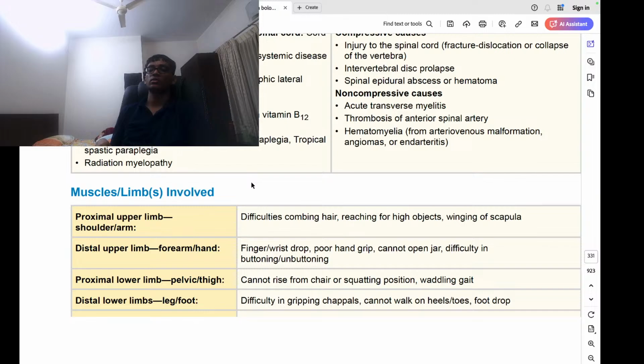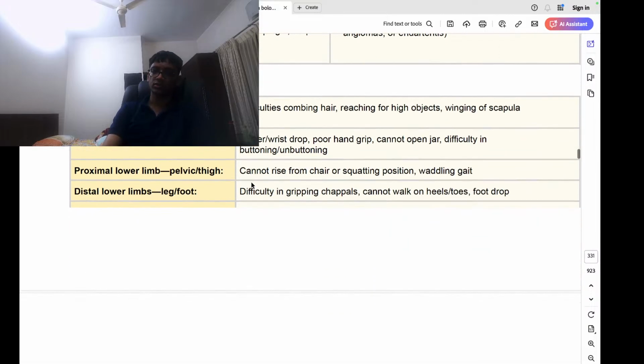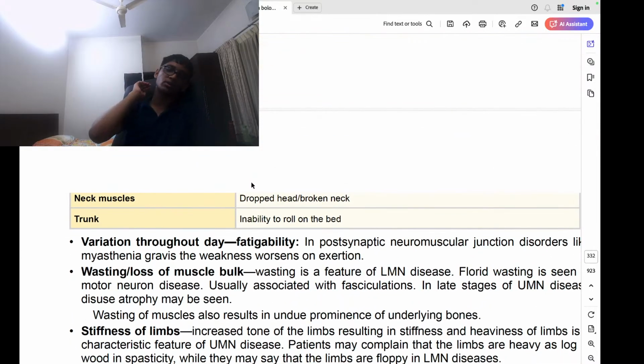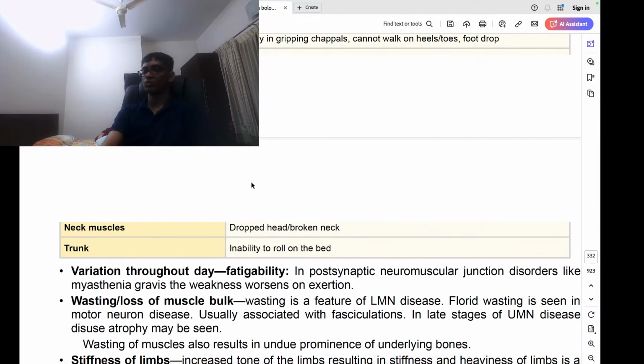Proximal lower limb: cannot rise from a chair or squatting position, difficulty bearing weight. Distal lower limb, leg or foot: difficulty in gripping chappals, cannot walk on heels or toes, foot drop. Neck muscles: dropped head or broken neck. And trunk: inability to roll on the bed.